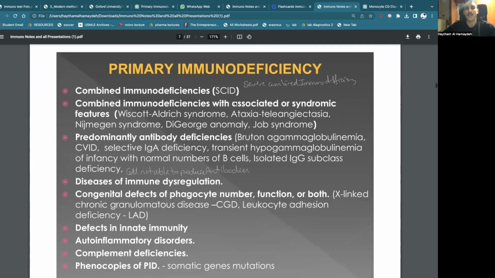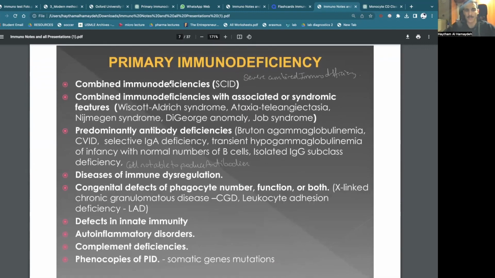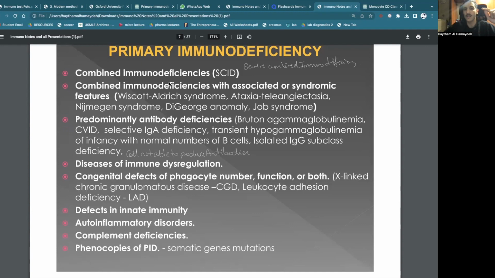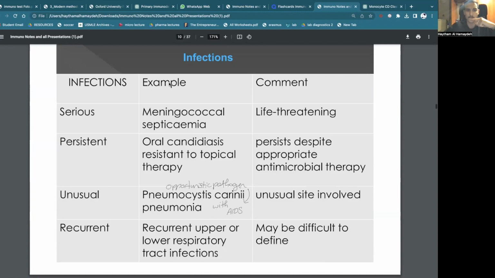Okay, so first one, combined immunodeficiencies, we have many different examples that lie within here, and it's in a table down below. So I will point at point number one right here, and I will scroll to the part where you can actually memorize the diseases connected to this first point. Okay, just focus with me because I'm trying to help you navigate this presentation and get the sense of it. So combined immunodeficiencies without syndromic features are found in this table.